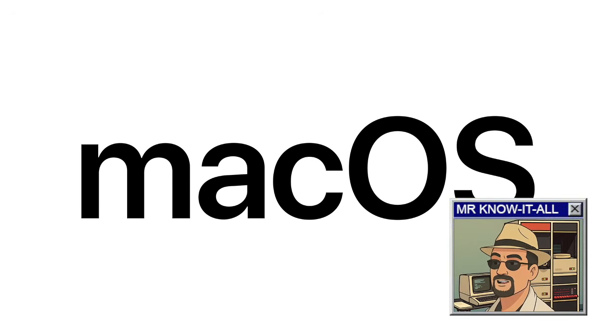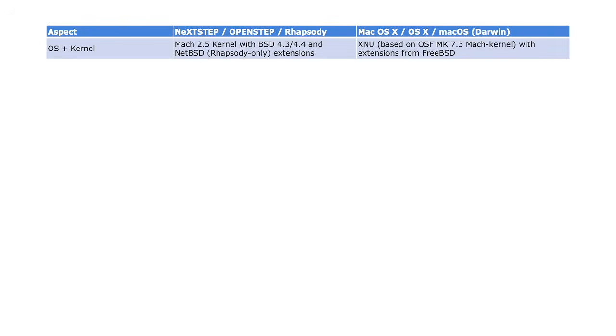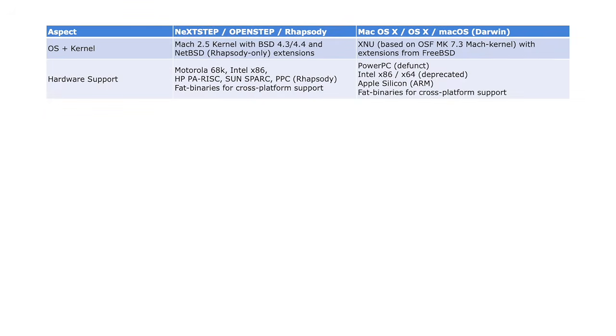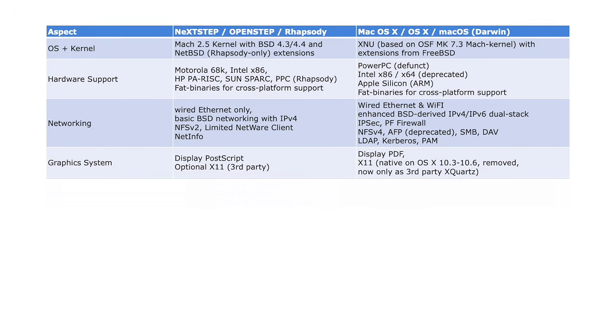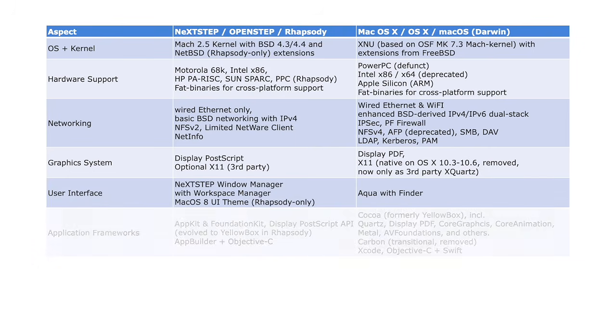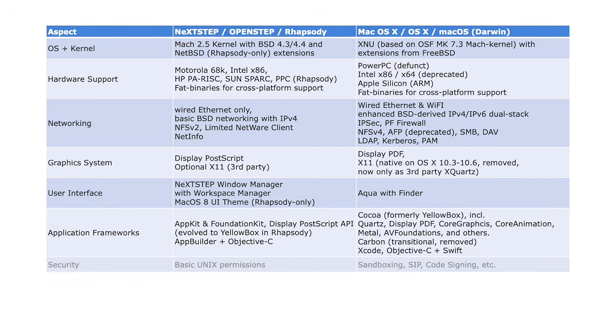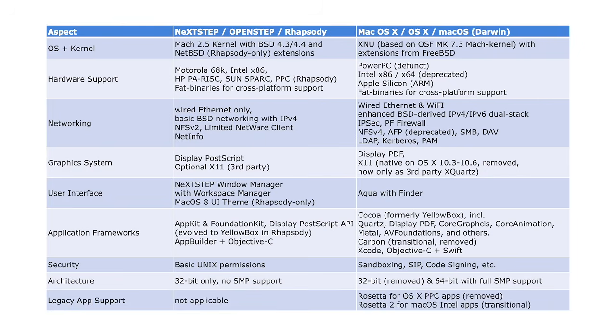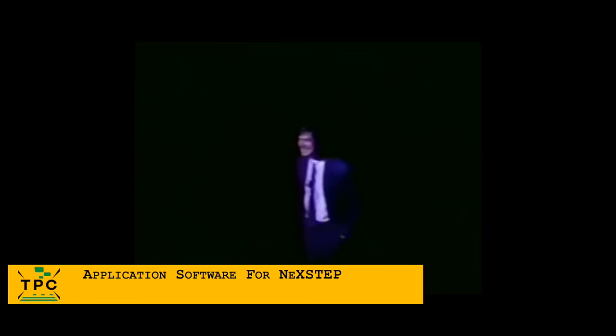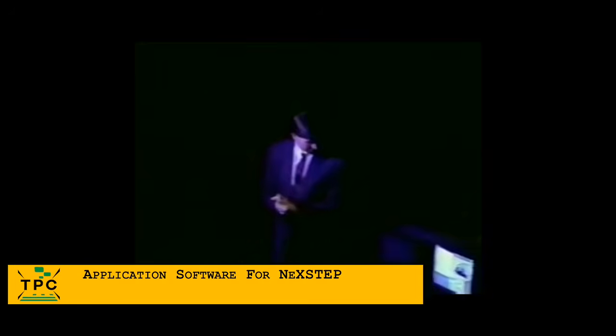Okay, we got it already. Nextstep is macOS. Well, let's just say Nextstep ultimately became macOS. Nextstep laid the foundation, but macOS evolved far beyond it, with multi-CPU support, a graphics system based on display PDF instead of display PostScript, and modern APIs like Cocoa and Core Animation. It also added sandboxing, hardware acceleration, new security models, and full 64-bit support, none of which existed in Nextstep. So now you know. This is what we've been up to for the last 3 years.